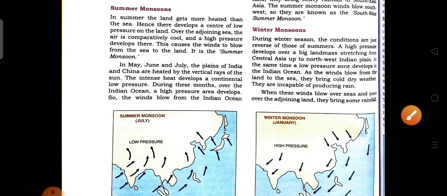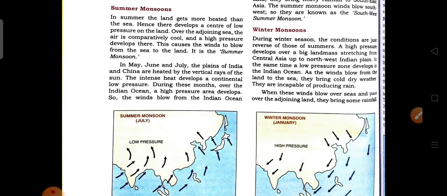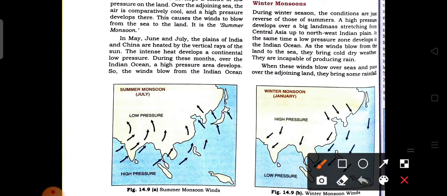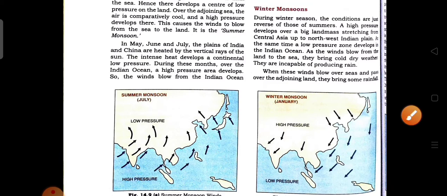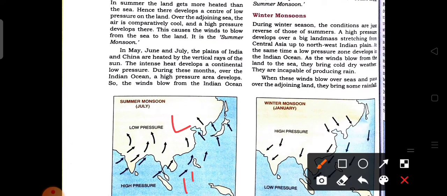In May, June and July, the plains of India and China are heated by the vertical rays of the sun. That means the sun is directly falling in this area, and the intense heat develops a continental low pressure. So here prevails the low pressure. During these months over the Indian Ocean, a high pressure area develops. That means this region is cooler.